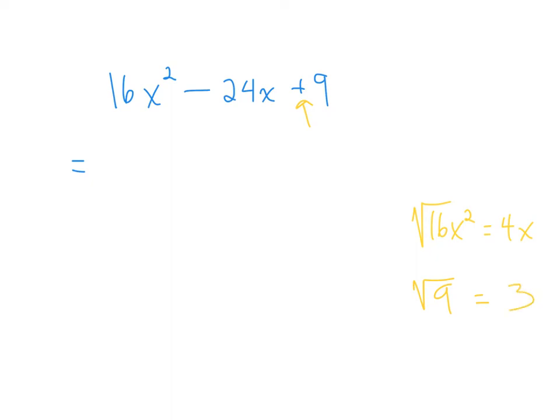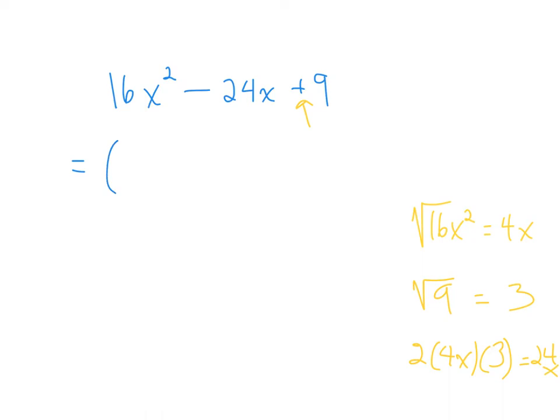Now for my middle term, I'm looking to say, 2 times 4x times 3 should give me 24x, and indeed that is my middle term, so I'm good to go. This is a perfect square trinomial. Now that I know that, I can go ahead and factor it, and the factoring is easy.